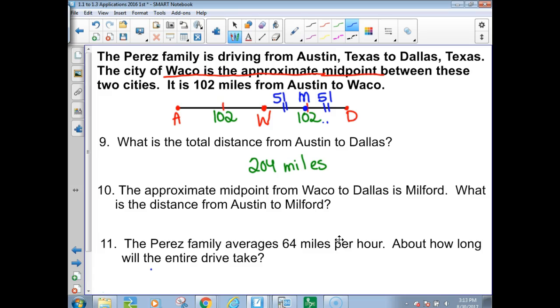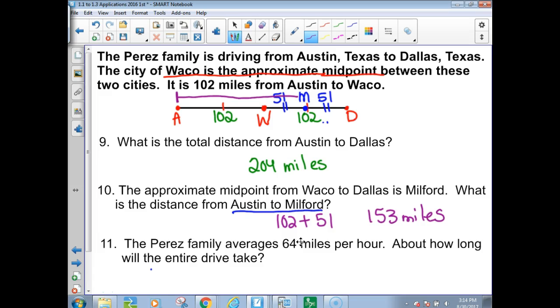Okay. So what's the distance it says from Austin to Milford? So we want to go from here to Milford. Boom. So that's going to be the 102 plus, and you're right, 153. Yes, Kayla. It's 51 miles more after you get to Waco to get to Milford. So 102 plus 51 is 153 miles.